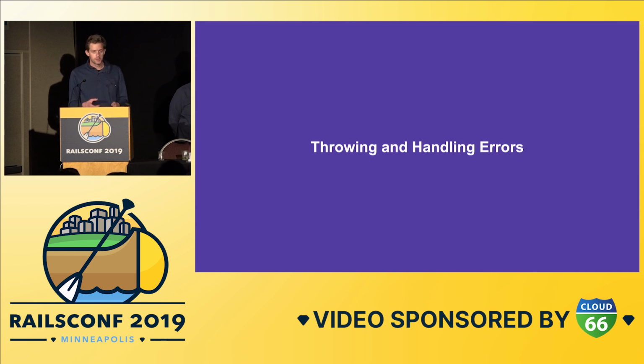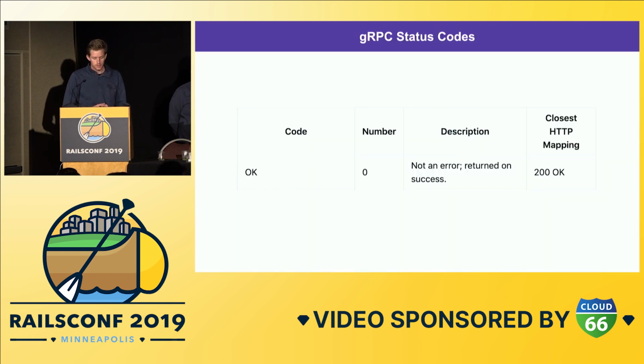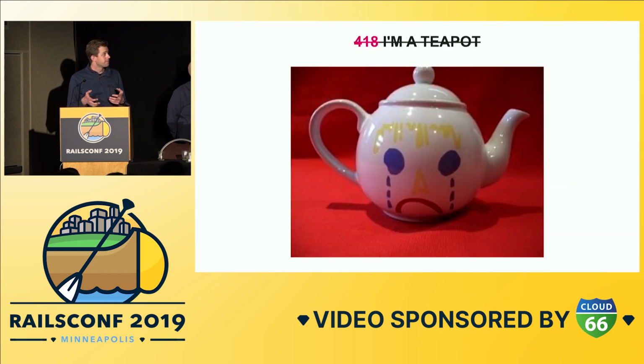Finally, let's talk a little bit about throwing and handling errors. If you've ever used networking before, you know that there are errors that are going to happen. So first off, gRPC status codes. gRPC does have status codes, and they roughly map to different HTTP status codes. So in this case, you can see the number 0 maps to 200 OK. I'm sorry to say that 418 I'm a teapot is not mapped into the gRPC definition, so you'll have to just do without that one.